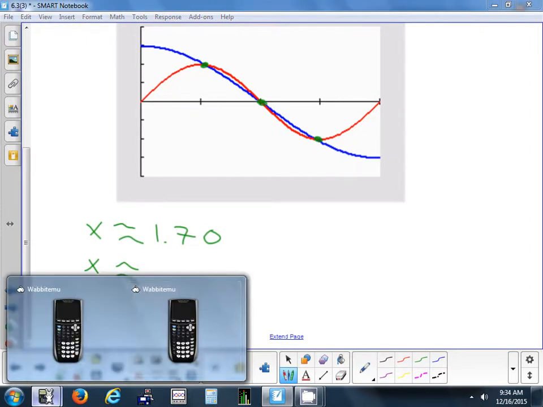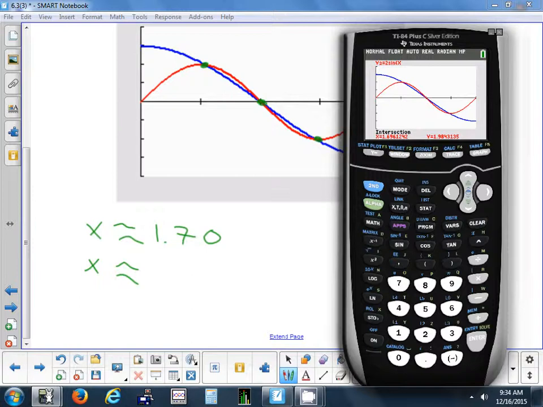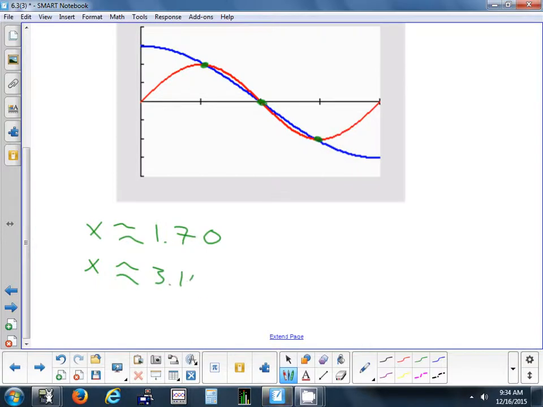Okay, the next one, let's see. We already have it. What is it? Yeah, 3.14. So my guess is that's probably at pi. But don't worry about changing it to pi. And if they're symmetrically spaced, I'm going to guess the difference between 1.7 and 3.14 is going to be the difference here. All right, do we have the last one? 5.26. Okay. So you just got to do second calc intersect 3 times. Now, that's one way to do it.